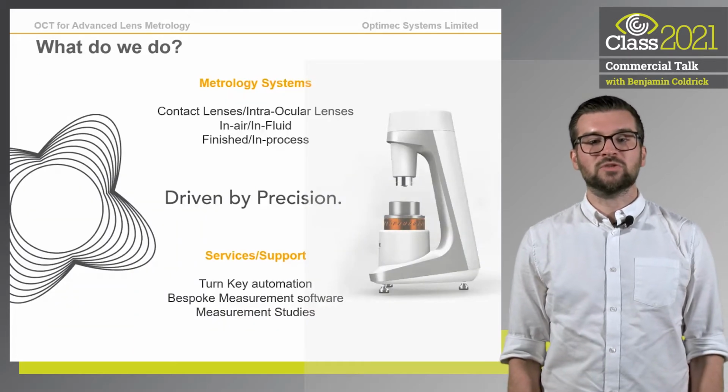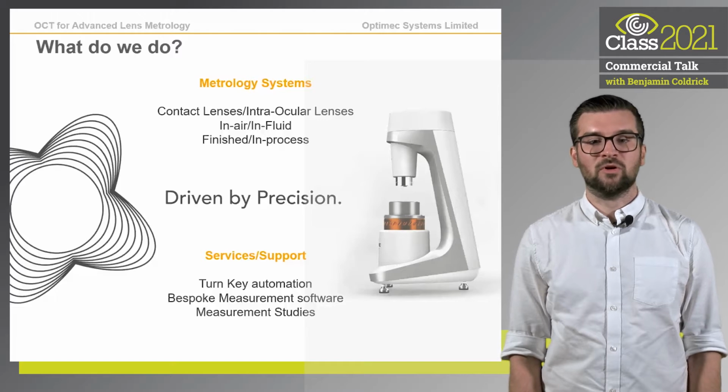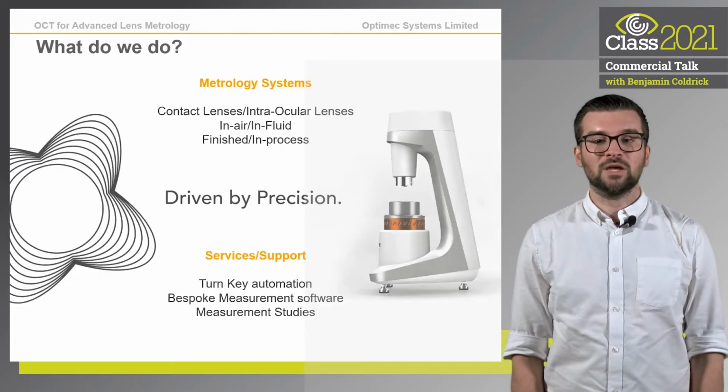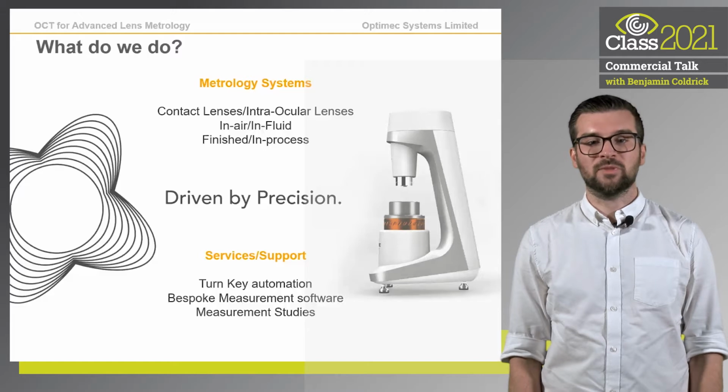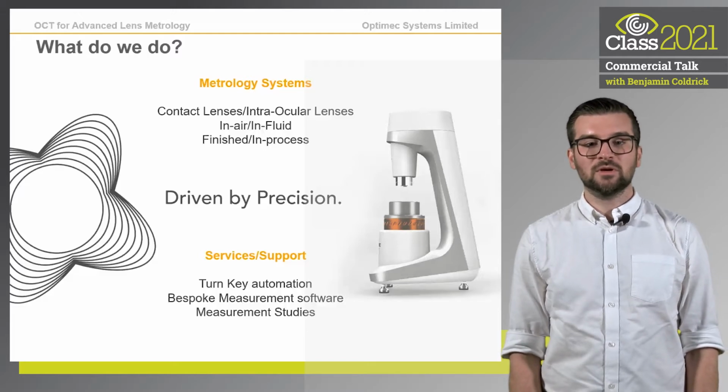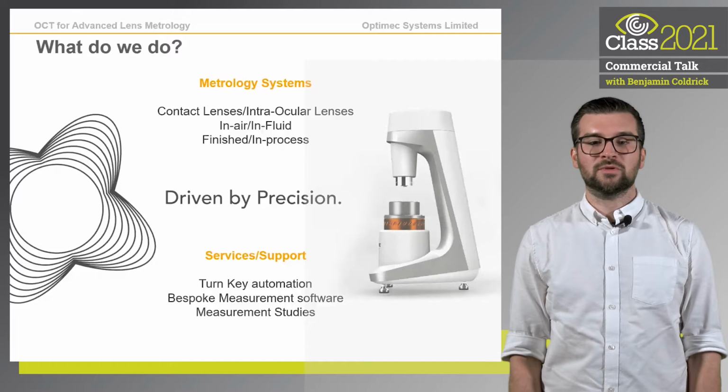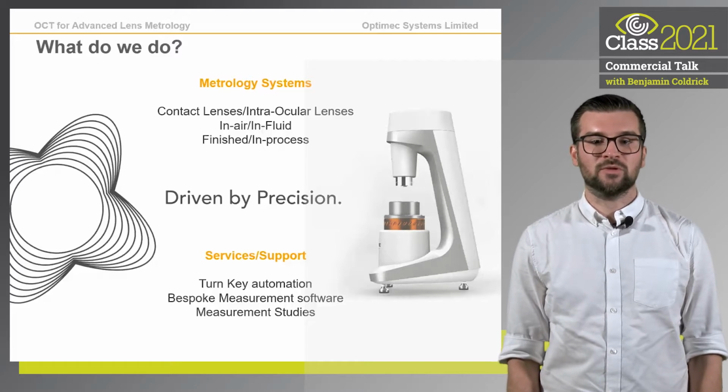Optimec Systems provide measurement systems for the contact and intraocular lens industry, covering the complete production cycle from in-process measurement to final measurement. We also offer service, support and expertise to ensure that our customers get the maximum benefit from our technology.